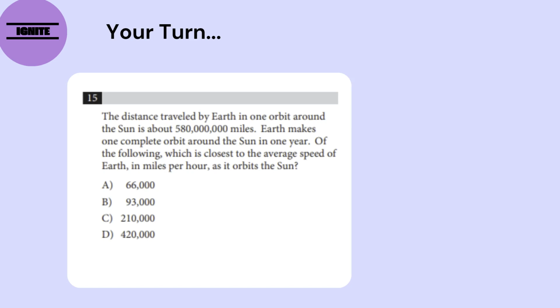The distance traveled by Earth in one orbit around the Sun is about 580 million miles. Earth makes one complete orbit around the Sun in 1 year. Of the following, which is closest to the average speed of Earth in miles per hour as it orbits the Sun? Well, let's dissect this. We know that we have 580 million miles, and we're trying to find per hour. And we know that the orbit is completed in 1 year.